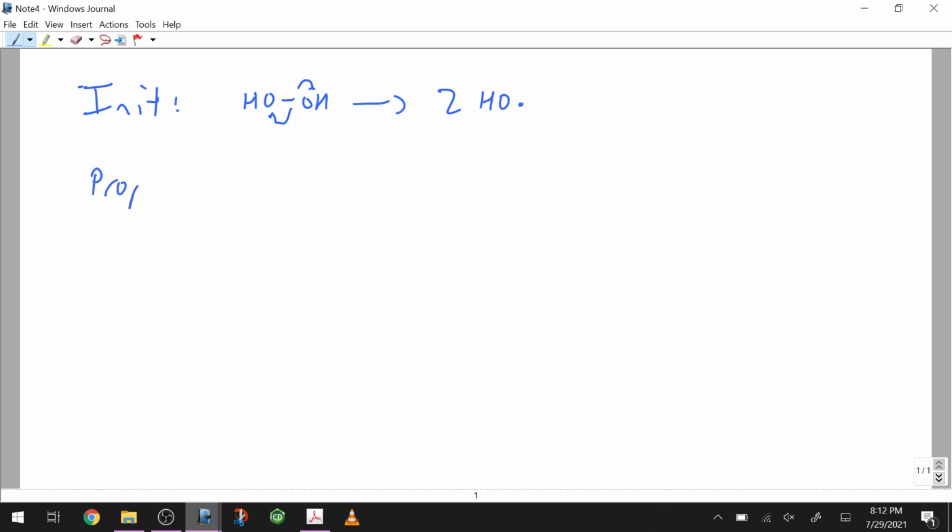Propagation, there will be multiple ones because we have a lot of different steps where we begin with a radical and end with a different one, rather than the initiation where we start with no radicals and end up with two, and eventually termination where we start with two radicals and end with none. But propagation is one used, one formed. So, first propagation step will be getting the HBr involved.